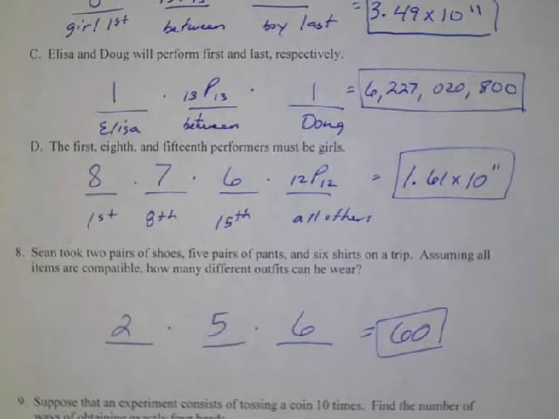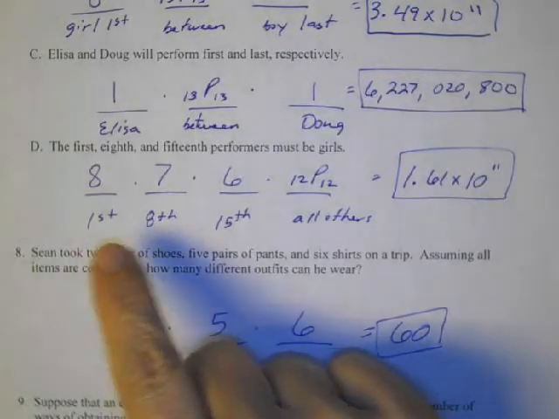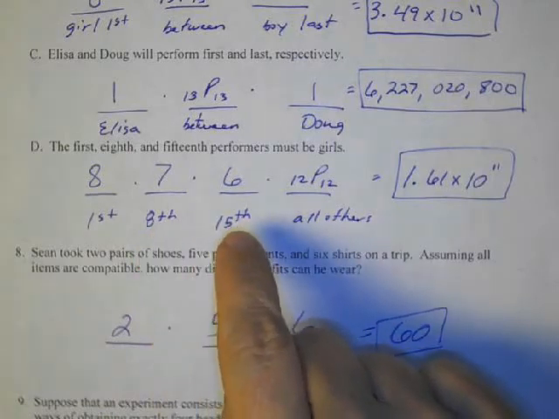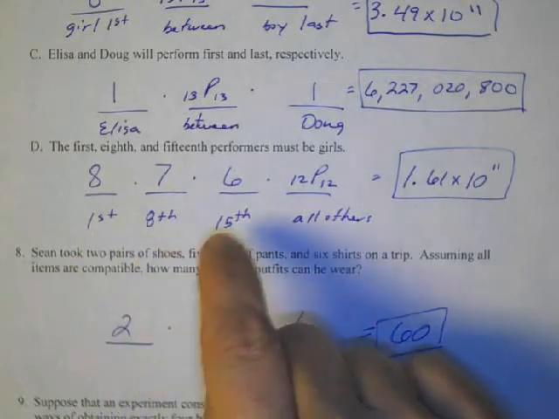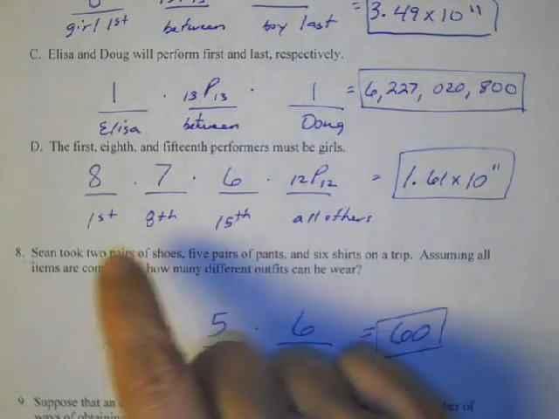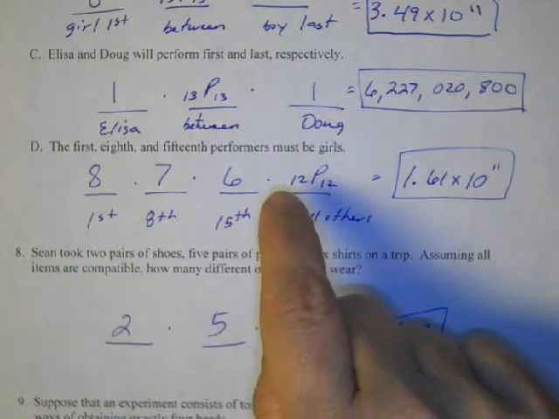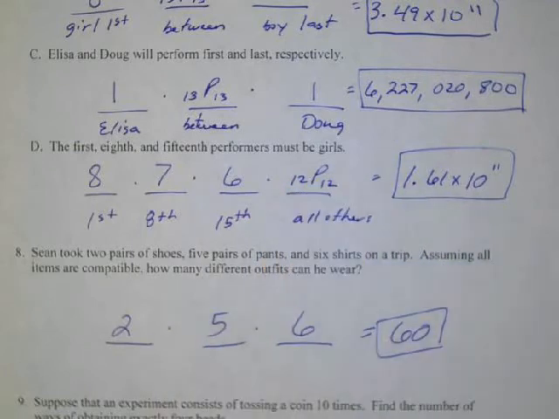D says the first, 8th, and 15th performers must be girls. So I'm going to make it 4 parts. I'm going to say first person must be a girl, 8th person must be a girl, 15th person must be a girl. Remember, once you go, you don't go again, so that's 8, 7, 6. Now that's 3 positions we've already thought of. So there's 12 left because there's 15 total kids in the recital, and I need to assign order to all 12.